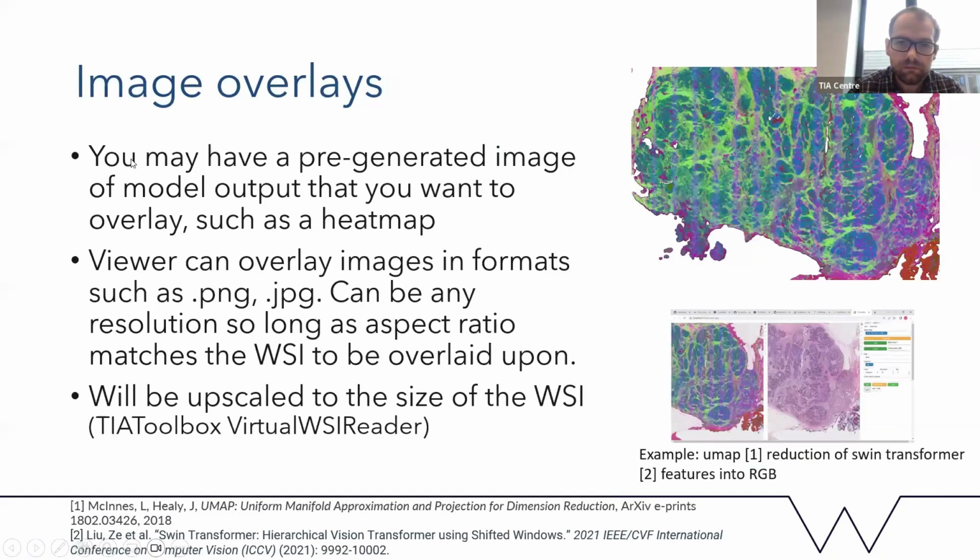In the case of image overlays, if you have a pre-generated image or model output that exists as some sort of low-resolution heat map, you can just provide it as a PNG or a JPEG. It can be any resolution so long as the aspect ratio matches the whole slide image. It will then be automatically scaled to the size of the WSI using a handy module in TIAToolbox called WSIReader.